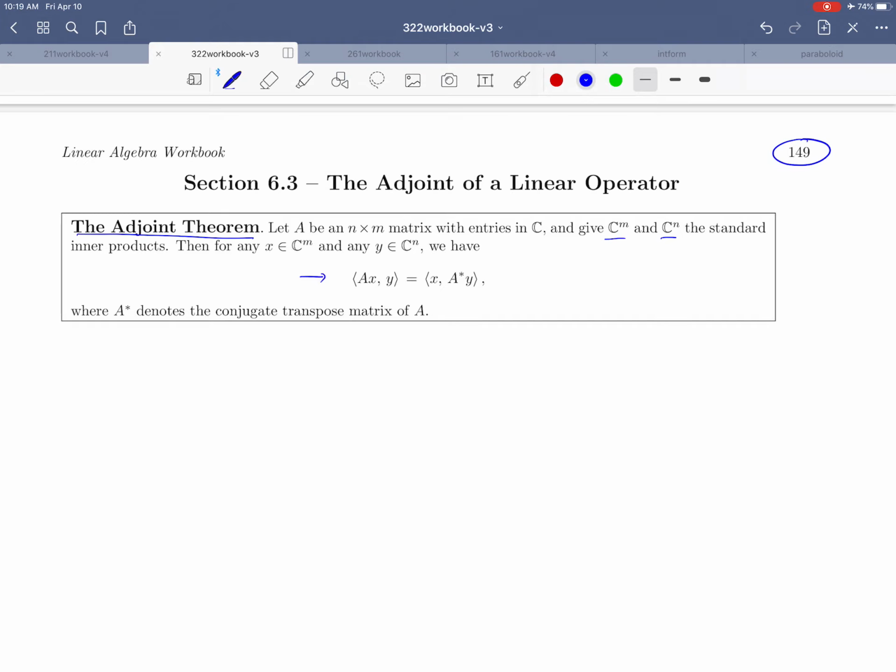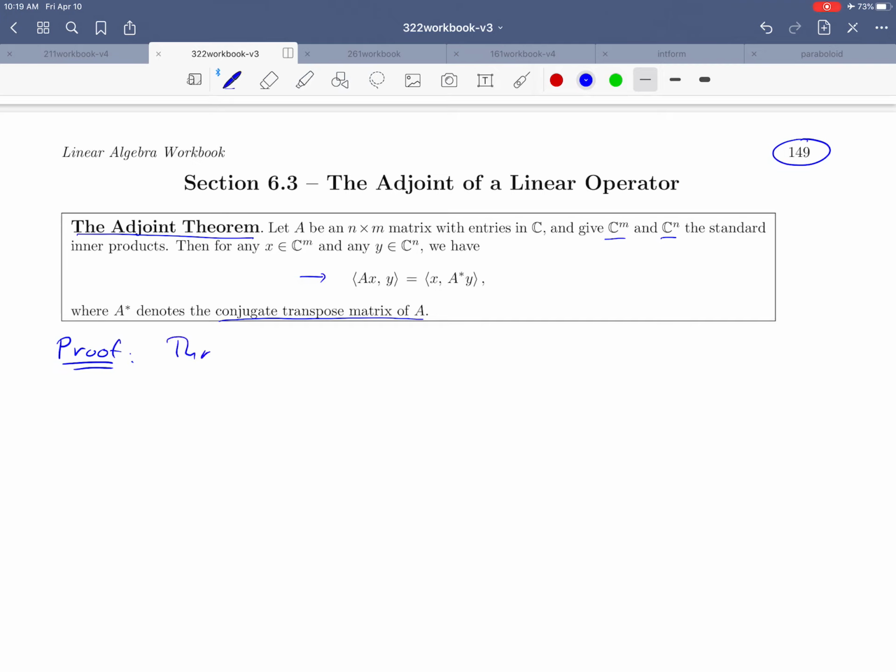The inner product of Ax with y is equal to the inner product of x with A star y, where A star is the matrix that we call the conjugate transpose, also known as the adjoint. Remember, I think we mentioned that matrix very briefly back in section 6.1. It was basically the matrix that you get from A by doing two things: you transpose A, and you take the complex conjugate of every entry in A. Okay, so let's see if we can prove this theorem. This is going to lead us to the least squares formula eventually.